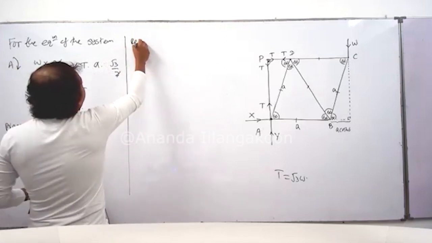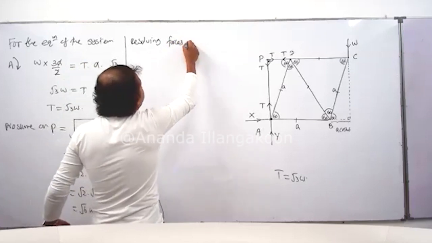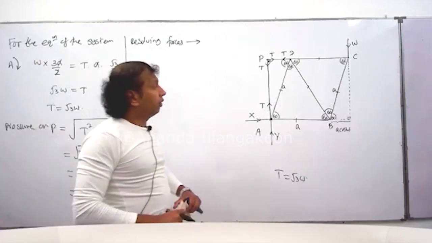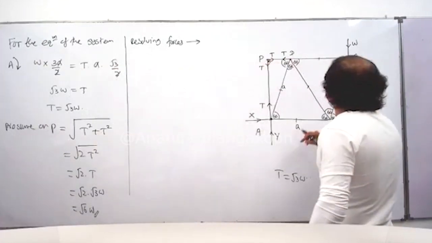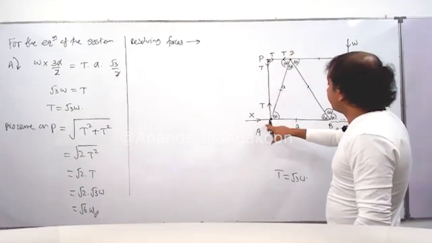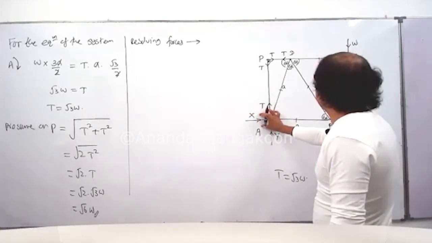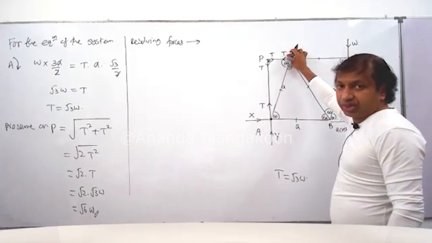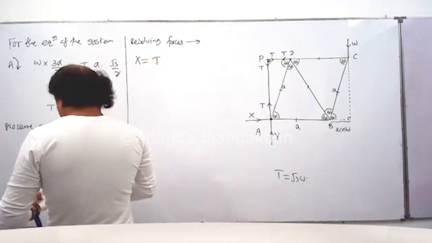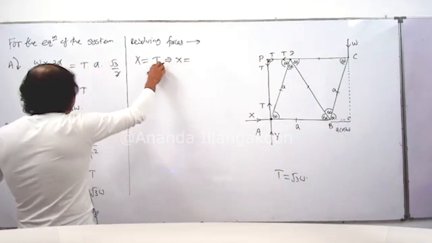Now we can write, resolving forces acting on the system rightward. System means here the framework. On the framework, the forces acting are this W, this T, X and Y. So then we resolve horizontally. This X should be equal to this T. Understand? X equals T. Therefore, X is what? T is root 3 W.